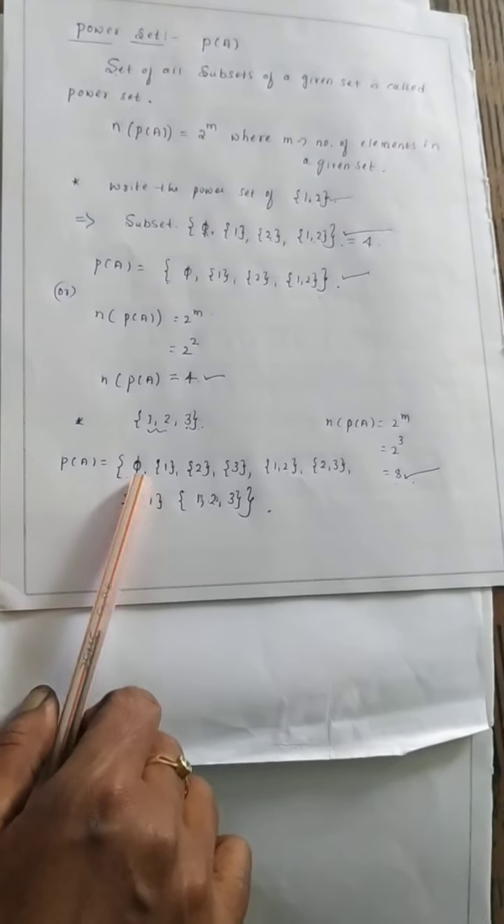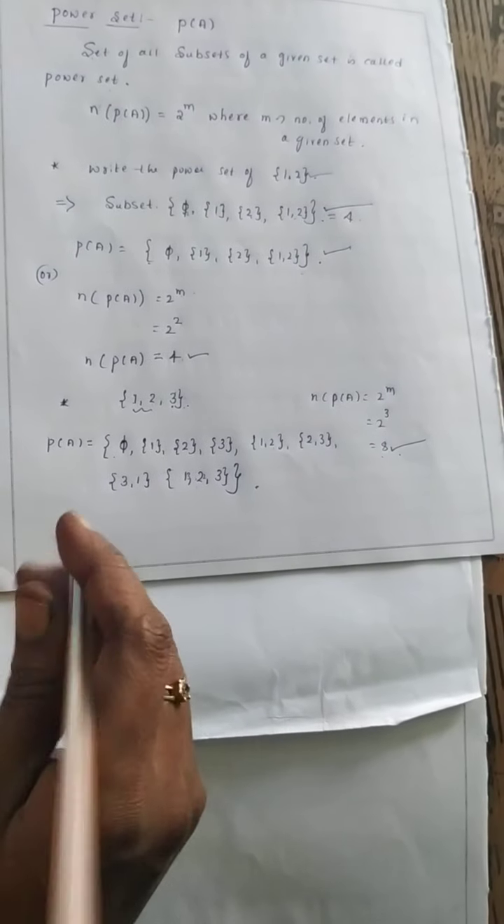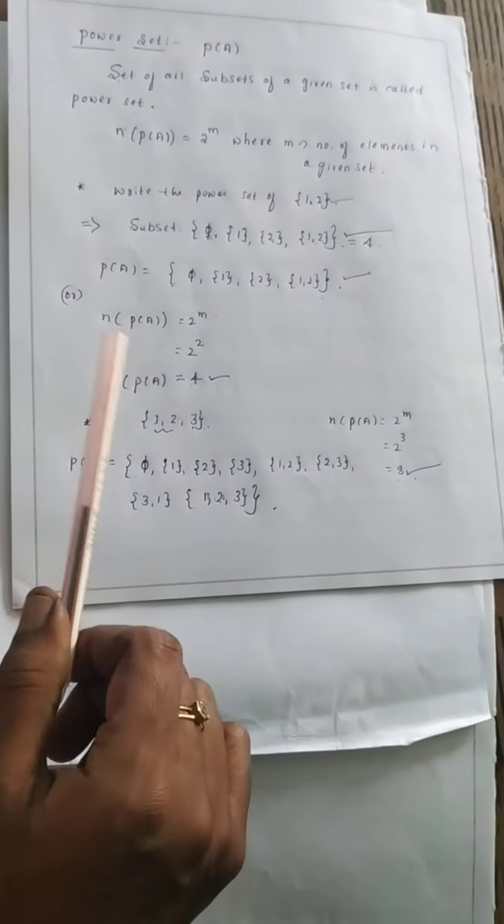Okay, this is about the subsets and the power set. Power set is important for a 1 mark question. They may ask a question based on this power set.